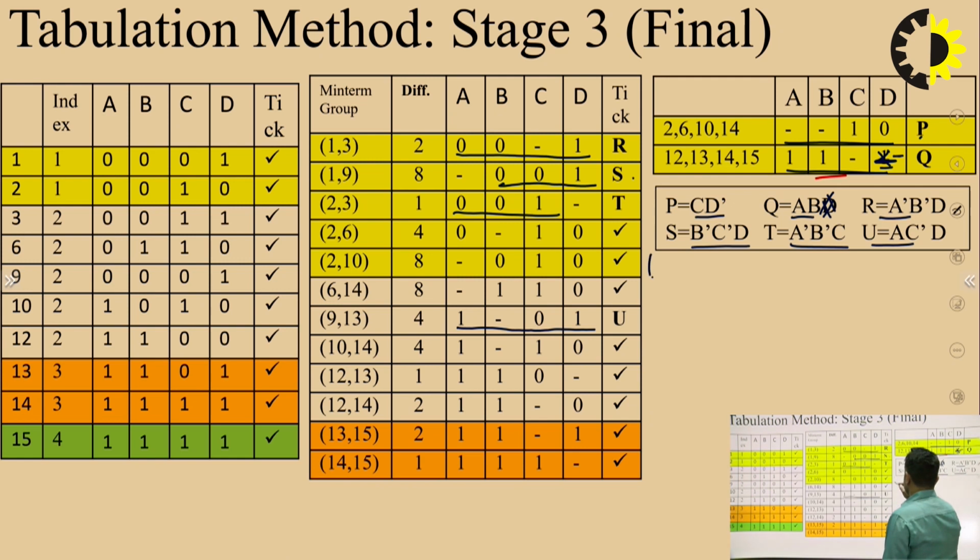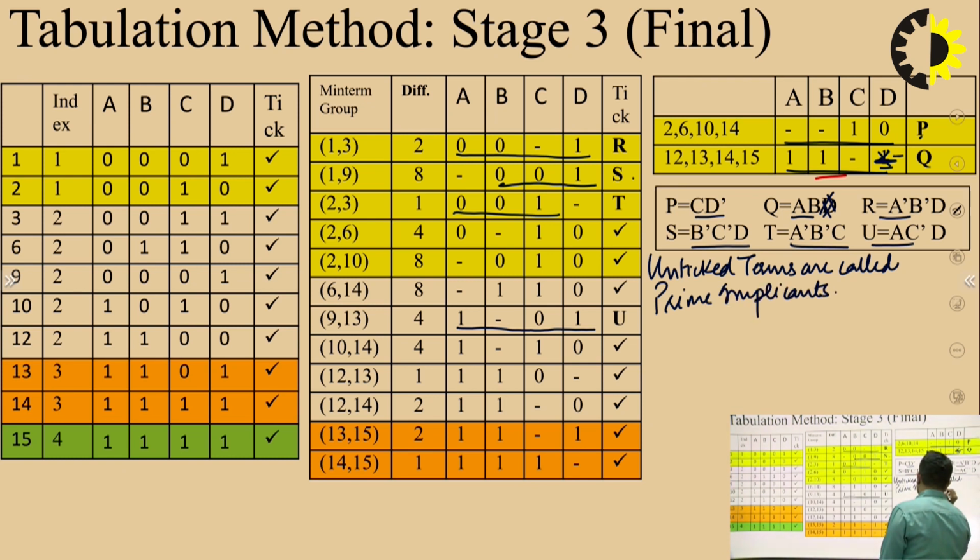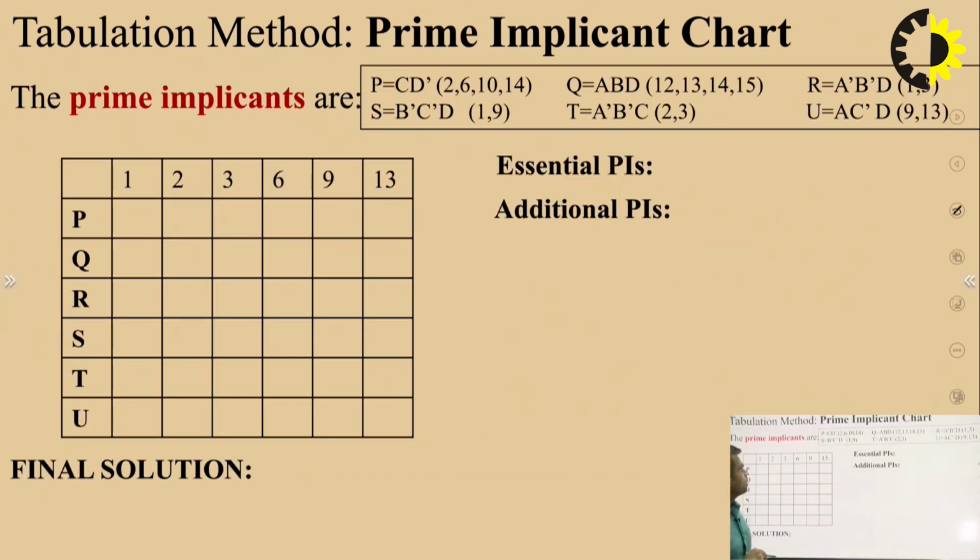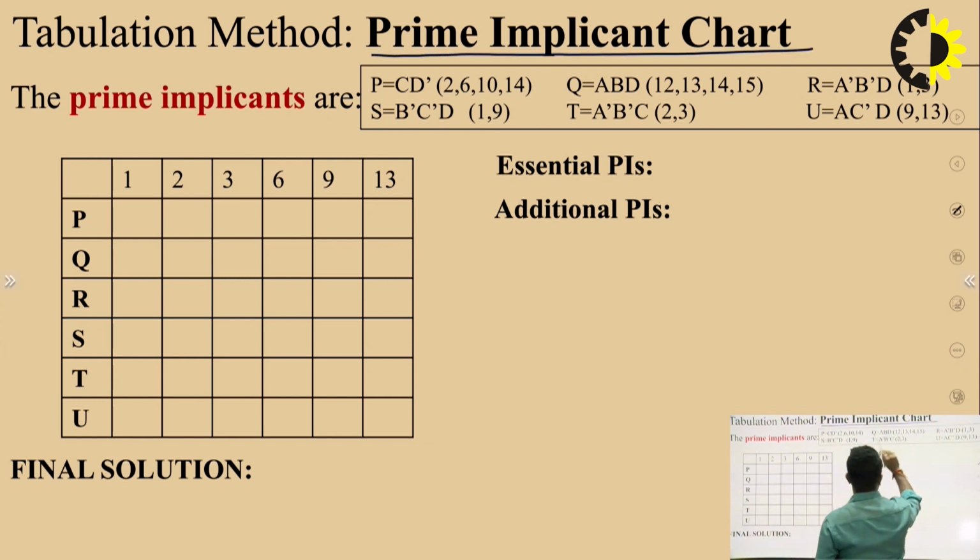These unticked terms are called prime implicants. And now we will prepare the prime implicant chart. So let's proceed further. This is the last stage, the prime implicant chart, where we have written all the terms here. The D was not there, which we have corrected in our last slide.